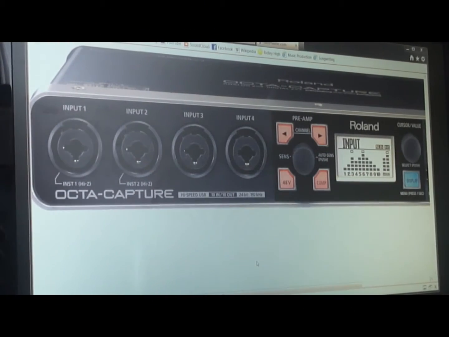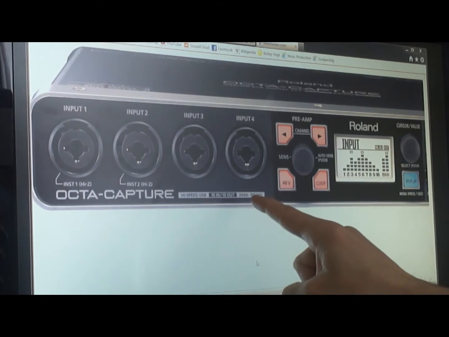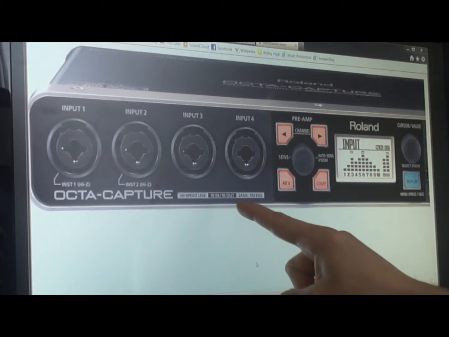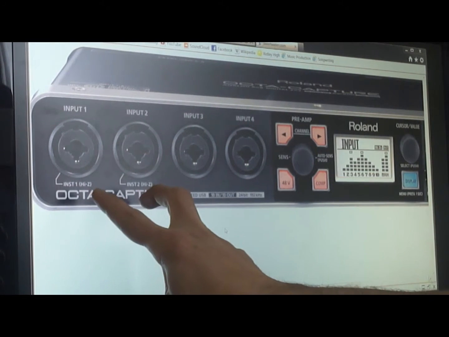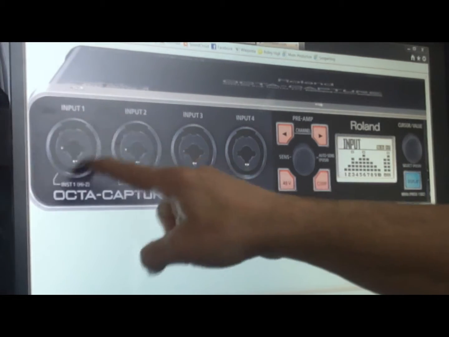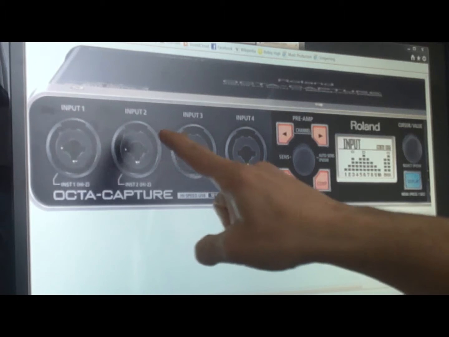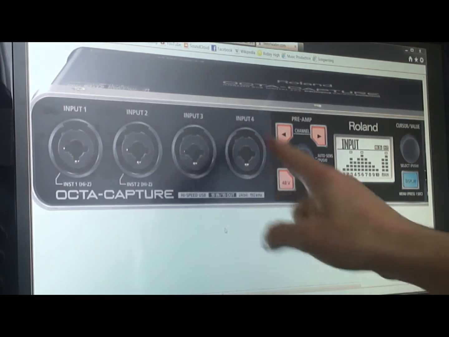I'm using the Roland Octa-Capture. You can see here it has 10 ins, 10 outs. It's 24-bit, 192 kilohertz sampling rate. So these inputs here, you can see the first two are instrument inputs, high Z, so you can plug your guitars into them, but they're multi-purpose inputs. You can also plug your XLR cables, that is to say your microphone cables, into any of these as well.